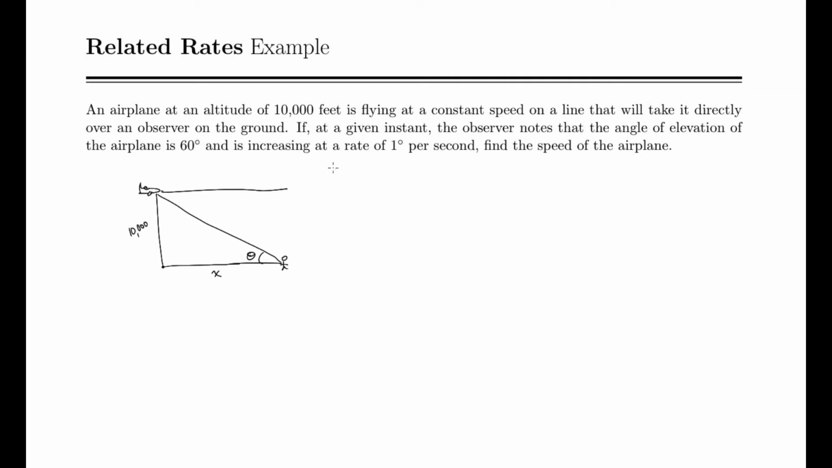First of all, we know that at a given instant, theta is 60 degrees, and we can multiply by pi over 180 to turn that into radians. So we'll do that. That's pi over 3. And we also know that d theta dt at that moment is 1 degree per second. And so again, we can multiply that by pi over 180 to get that in terms of radians. All right, and we're looking for dx dt.